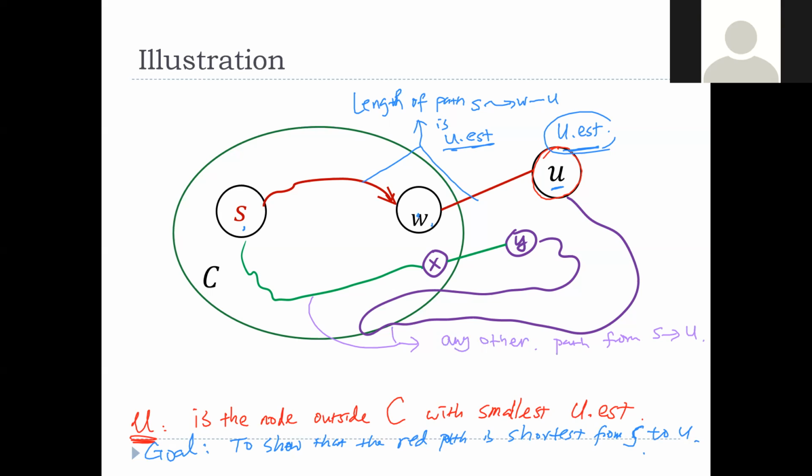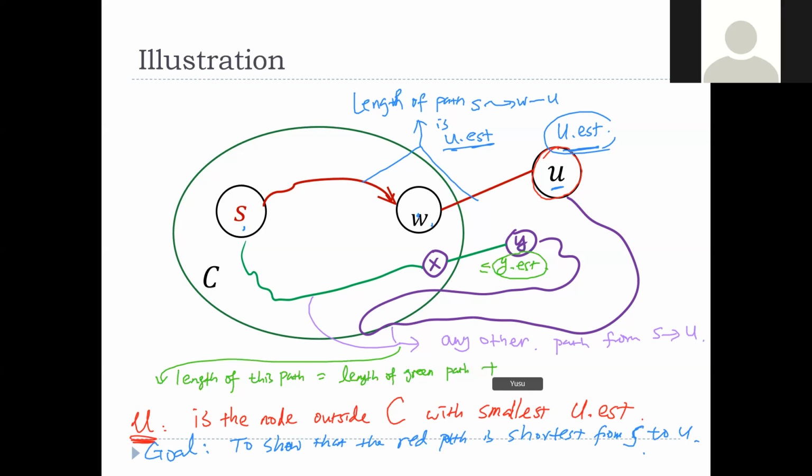Now, this green one is the exit path. So what is the length of this? Well, the length of this green path has to be at most the Y estimate. Why? Because the current estimate at Y contains the shortest possible exit path. So the length of this path equals the length of the green path plus the length of the purple path.